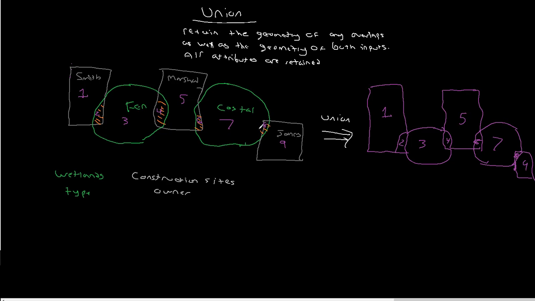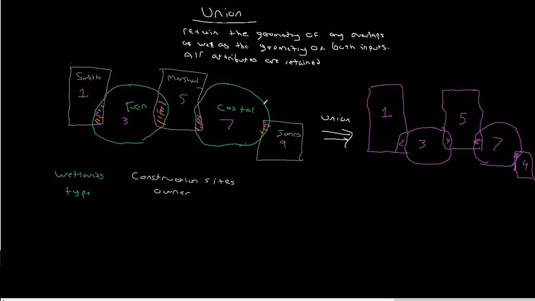Okay, so let's go ahead and take a step back and talk through what just happened. What we had originally were 2 inputs: wetlands, which are the green circles, and construction sites, which were the gray squares. When we ran a union, what we got was a polygon for each of the unoverlapped areas. So 1 was the unoverlapped area of this construction site. 3 was the unoverlapped area of this wetland. 5 was Marshall, and so on. But then we also got new polygons for the areas of overlap. So the overlap area between Smith and Fen became polygon 2. The overlap area between Fen and Marshall became polygon 4, and so on.